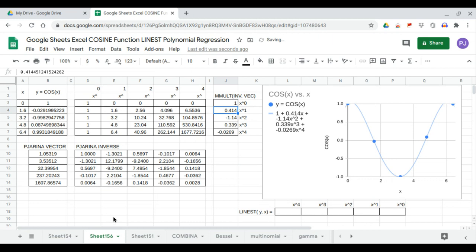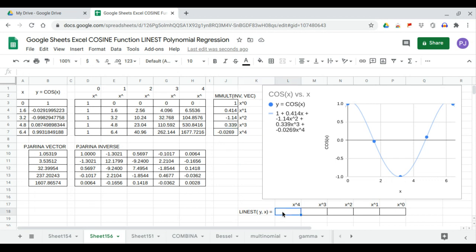So here we have the regression coefficients. So we have 1 times x to the 0, which is 1, 0.414x, minus 1.14 x squared, plus 0.339 x cubed, minus 0.0269 x to the fourth.